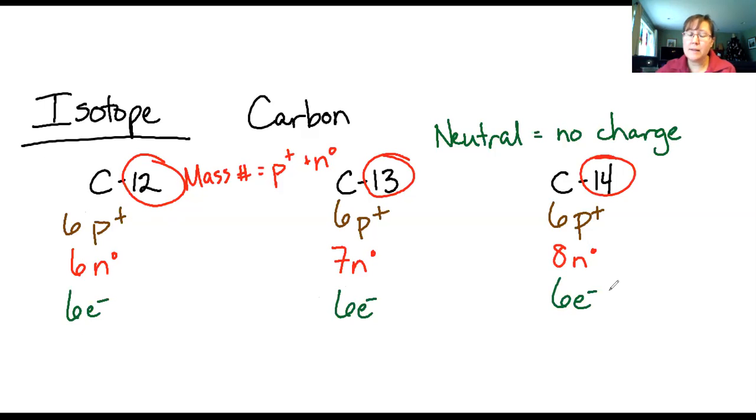Okay, so this is an isotope. This is a neutral isotope. It is not an ion. We'll get to that in a bit. This is a neutral isotope. And this is what makes atoms within an element different from each other. Okay, so let's take a look at another example.